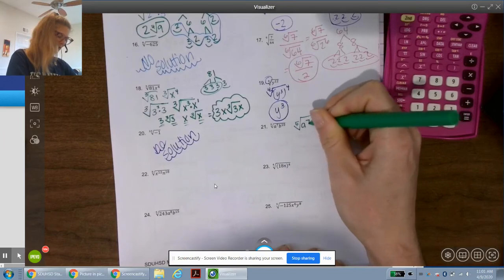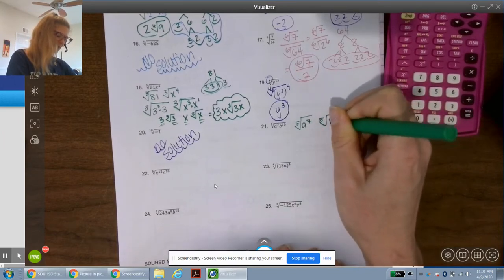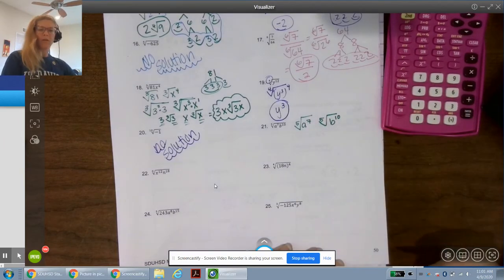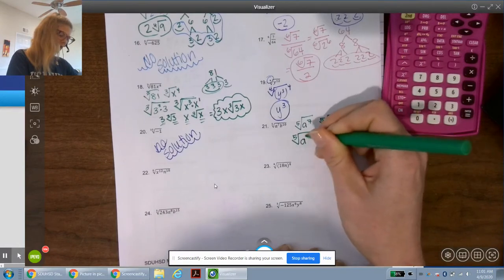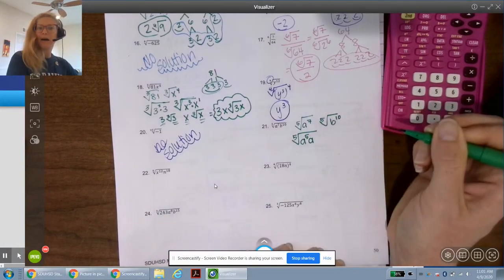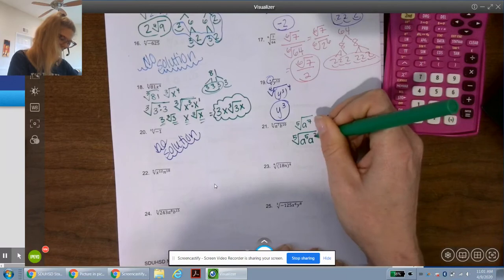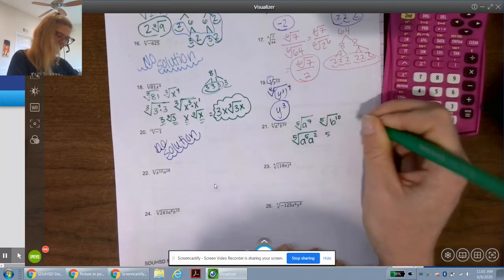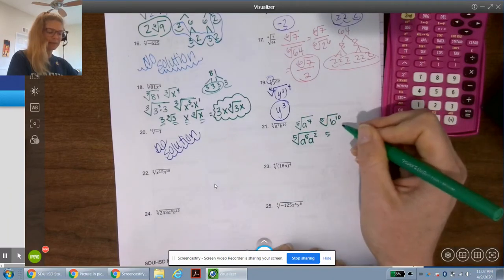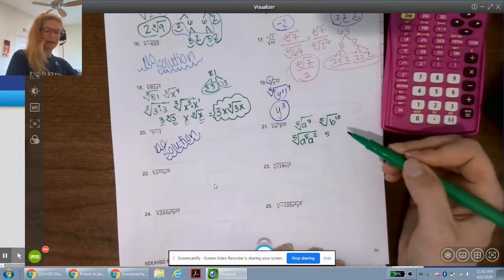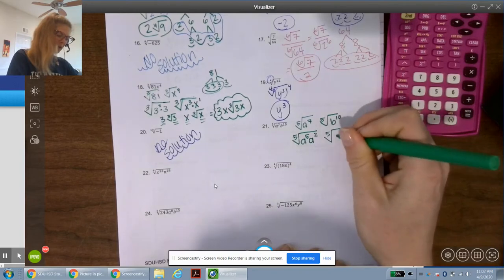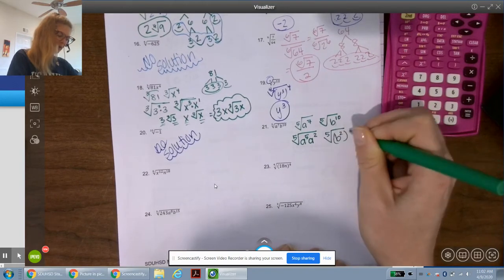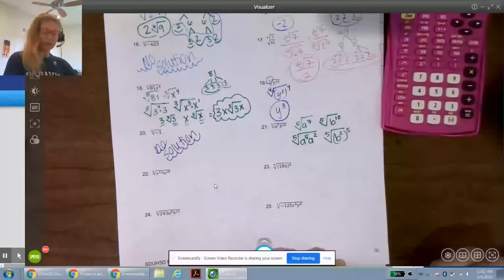5th root a to the 7th, 5th root b to the 10th. Well, 5th root only undoes 5th power. So I have to rewrite this as 5th root a to the 5th times a to the 2nd. You got it. And 5th root, well, I don't really have to rewrite this one because 10 divided by 5 is 2. So the 5th root would be the 10th. I'll just pull it out. It becomes b to the 2nd. But if you want to see b to the 2nd to the 5th power, go ahead and do it.